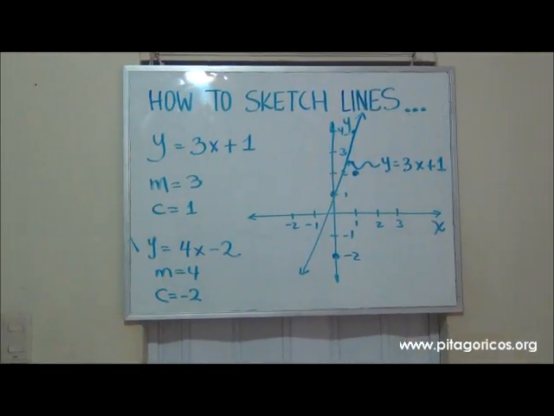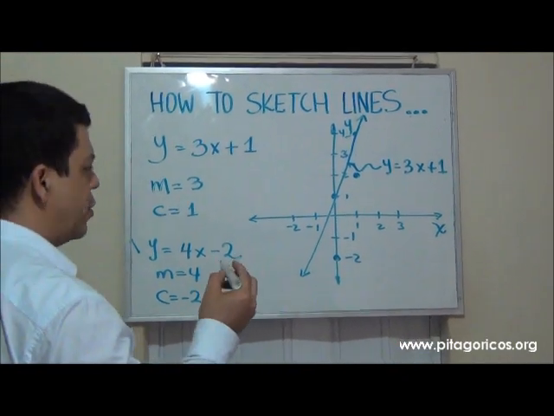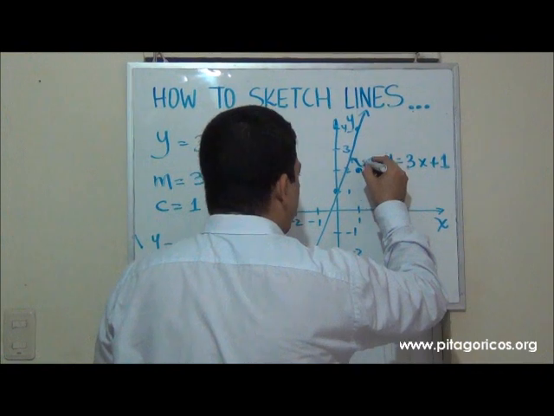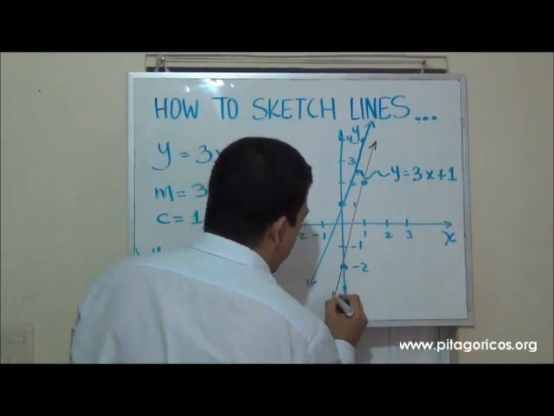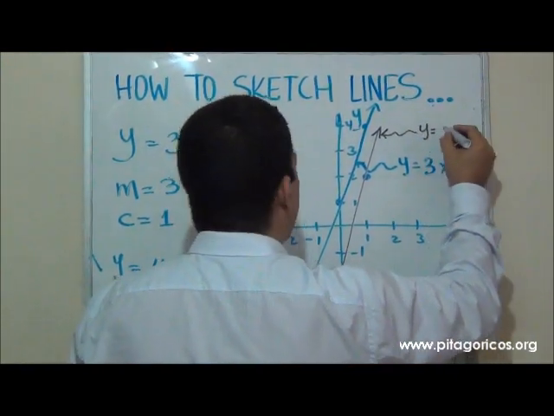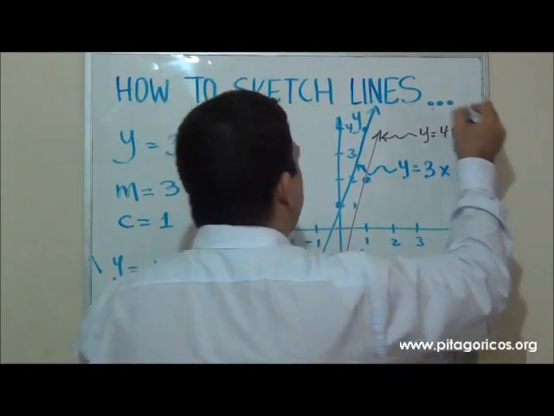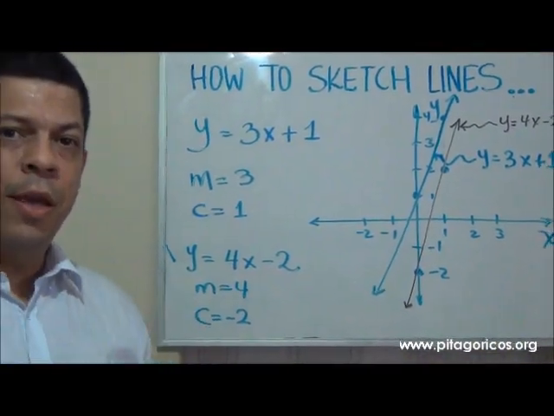I'm going to try to use a different color. So there we have it. With these 2 points, I can now do my line. And there we have it. Of course, then we put the label: y equals 4x minus 2. Did you see how simple it was?